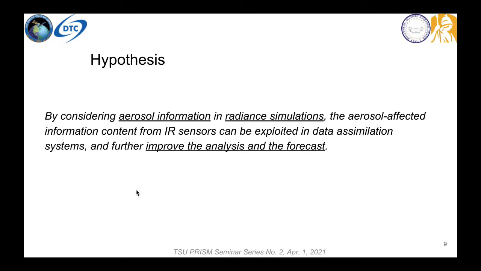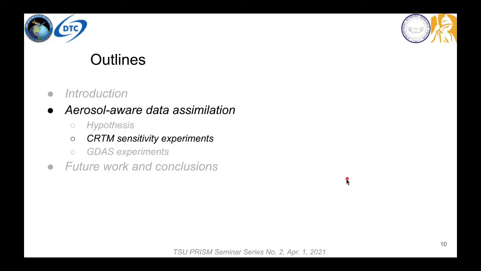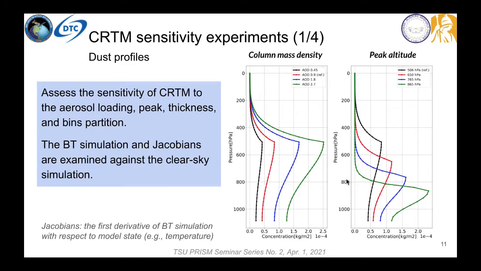But we actually can have another option instead of rejecting those data. Like Weaver et al. 2003 and King et al. 2018, they provide the aerosol information from the GOCART model into their radiance simulation, and then assimilate those aerosol affected observation brightness temperatures into the system. As a result, they show warmer analyzed surface temperature and low level atmospheric temperatures in their analysis.